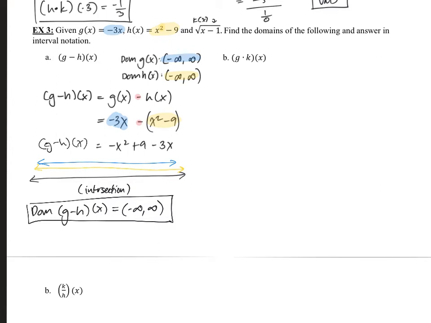And since we asked for two different things, I'm going to go ahead and box the two different answers that I have. So now let's look at b, g of k of x. So k of x, we haven't found the domain of that, so I'm going to go ahead and write that up here. The domain of k of x.